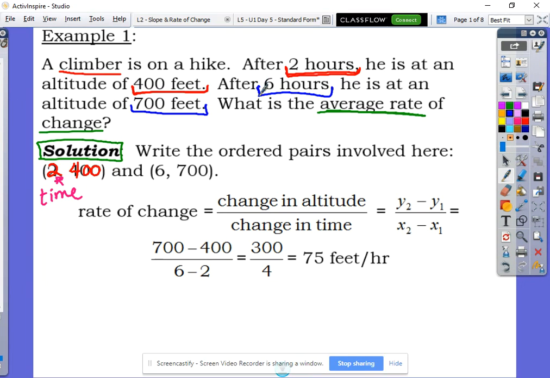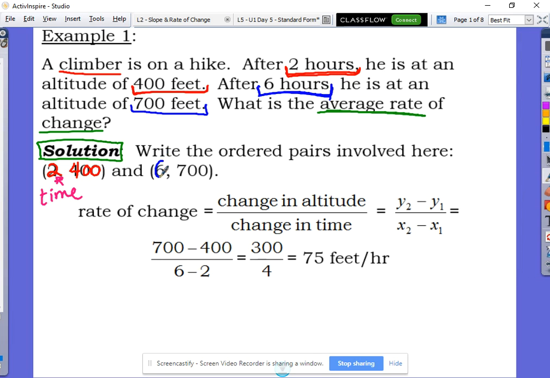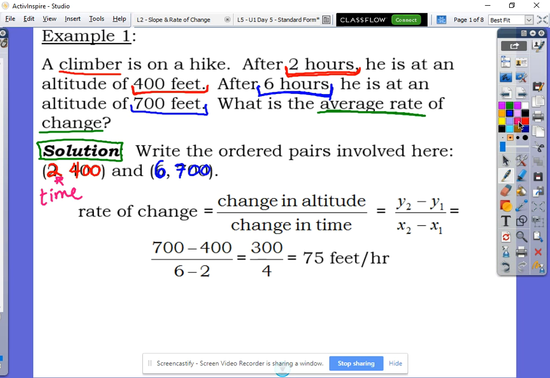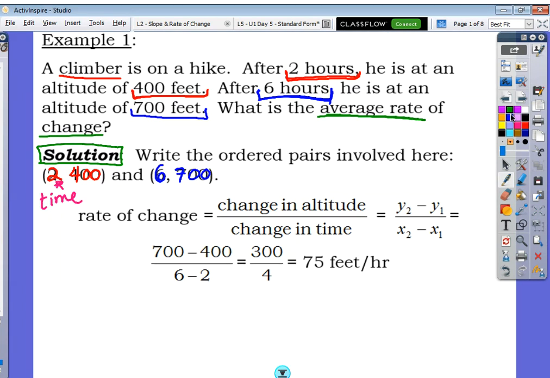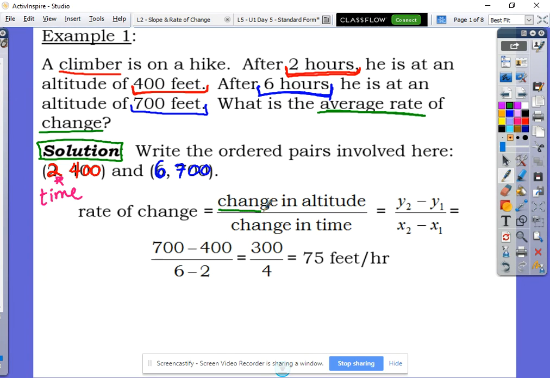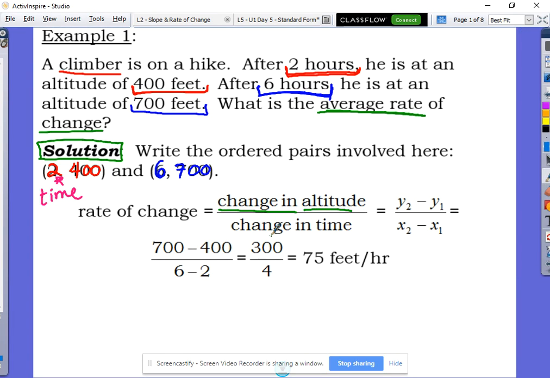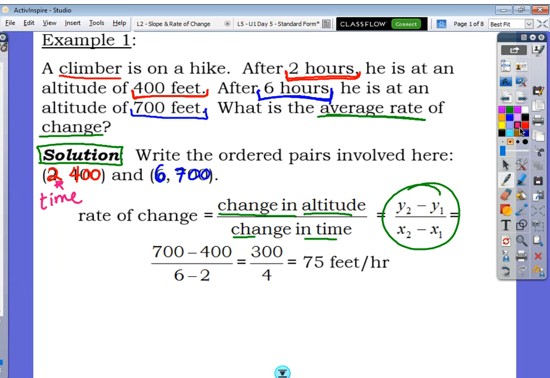So in the same way, we look at our next point. Our next point was 6 hours, so that's 6, and then our altitude is 700. So 6 comma 700. So then we use our formula that we learned yesterday. We're going to go ahead and set this up. We find the change in altitude divided by the change in time. So we use our same slope formula that you learned and hopefully will start memorizing yesterday. We're going to use that equation to set this up.